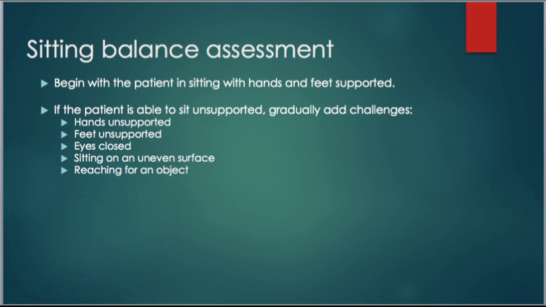The first step in assessing somebody's balance is sitting balance. You want to first begin in the most stable position, which is the patient in sitting with hands and feet supported. You want to assess how much assist that person needs to be able to sit there. If they're able to sit unsupported, then you can gradually add different challenges. You can unsupport their hands by asking them to place them in their lap. You can move their feet off of the ground by raising the bed or putting the feet on an unstable surface. You can ask them to open or close their eyes.